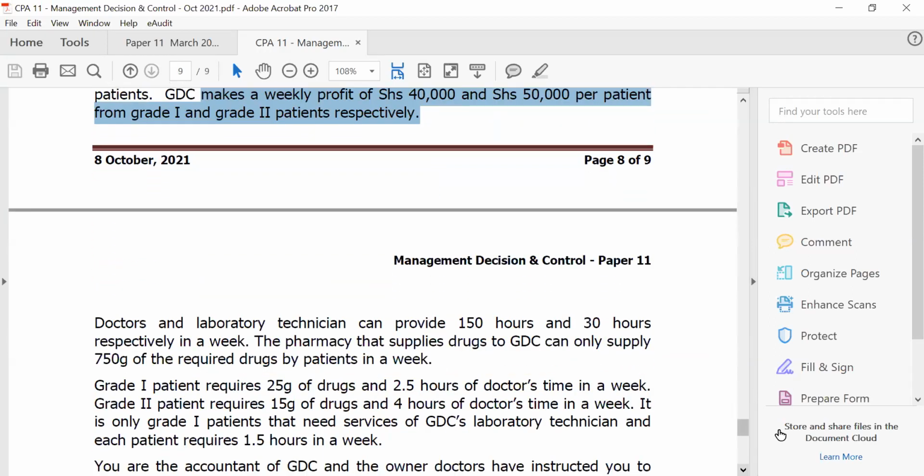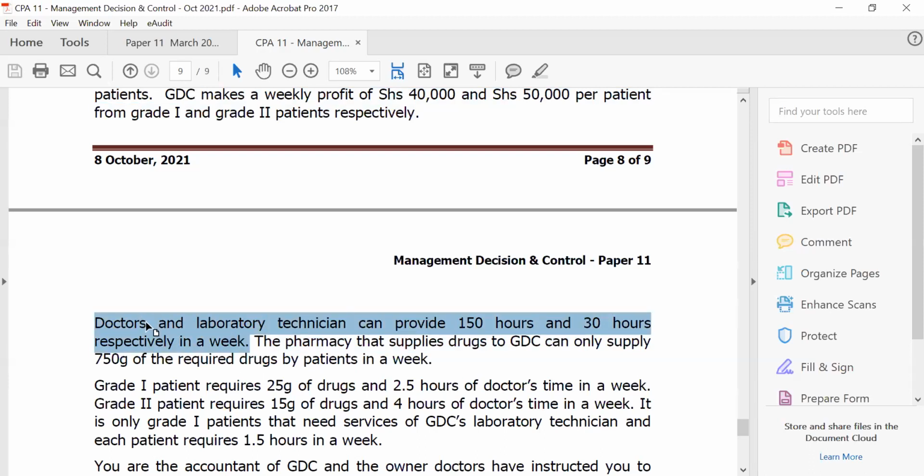And they go ahead to say doctors and laboratory technicians can provide 150 hours and 30 hours respectively in a week. Now, one of the things that as we read through our text, we need to start conceptualizing is what are some of the variables that Golden has, and also what are some of the limitations, constraints to these different variables.